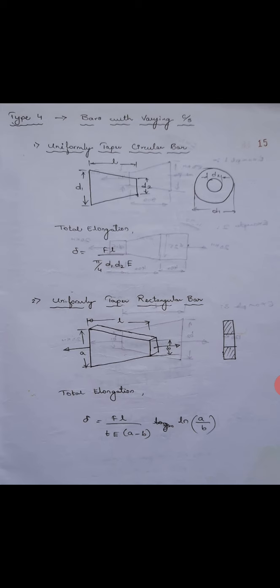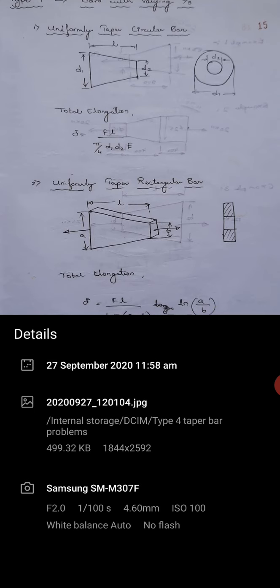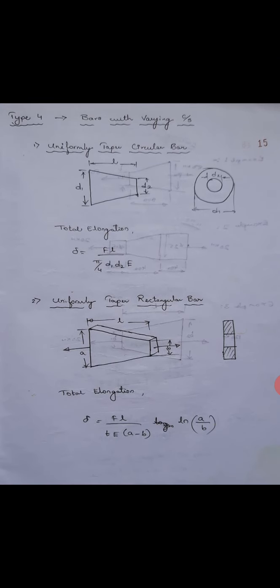So we have a formula for this elongation. The formula is delta L equals F, that is force being pulled, L is the length of the taper, upon T, that is thickness of the taper on a rectangular bar, E is Young's modulus, into A, bigger side minus B, into ln of A by B.